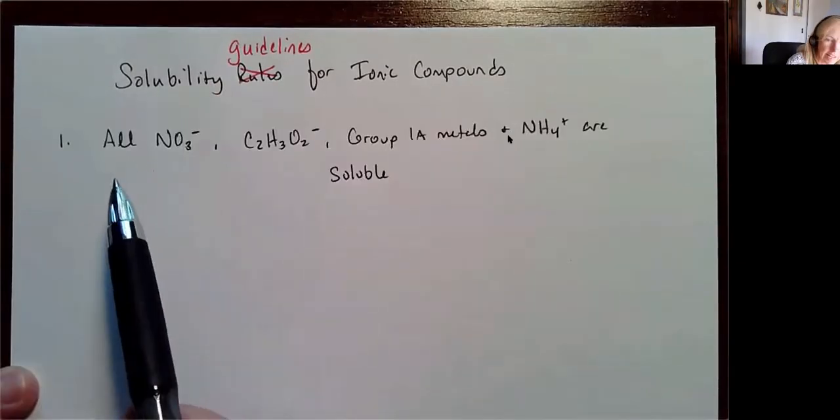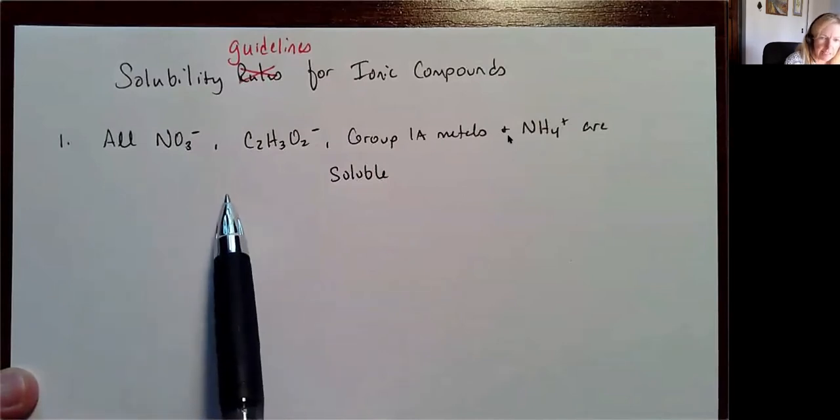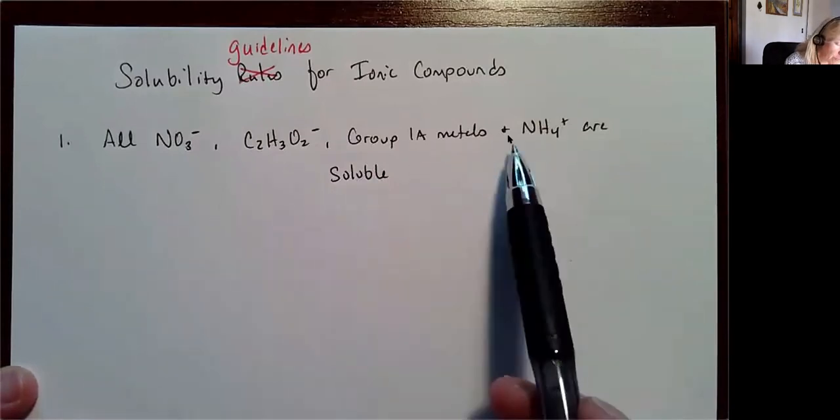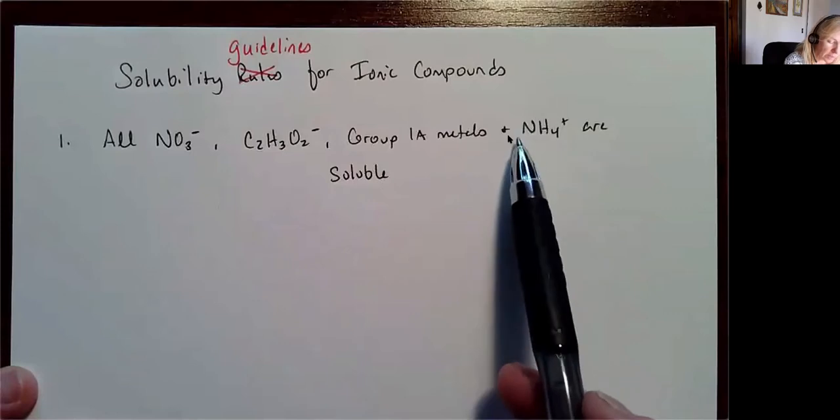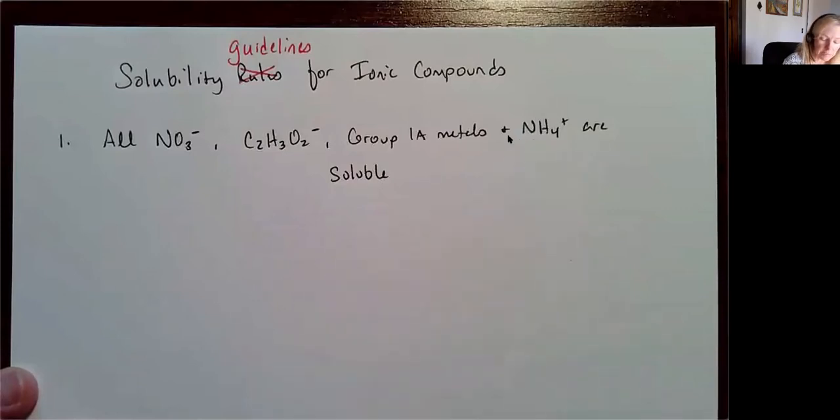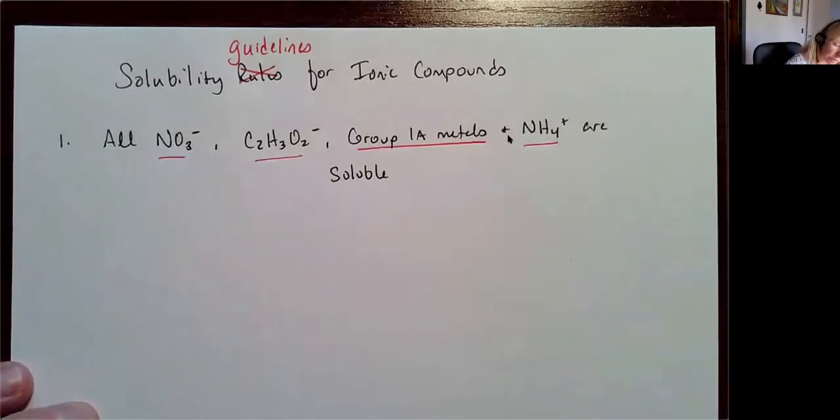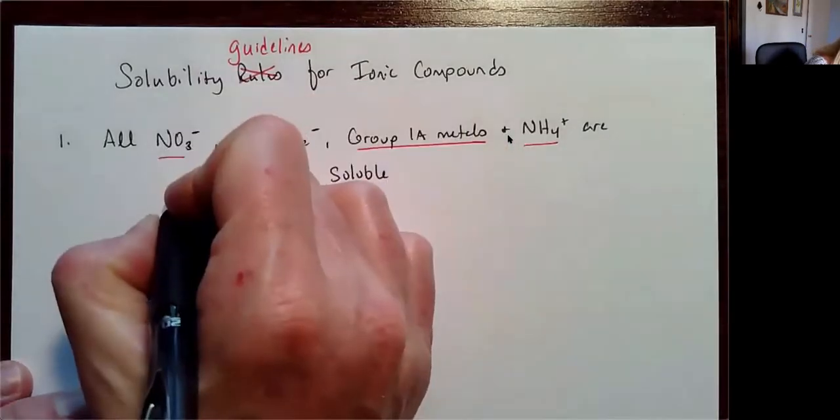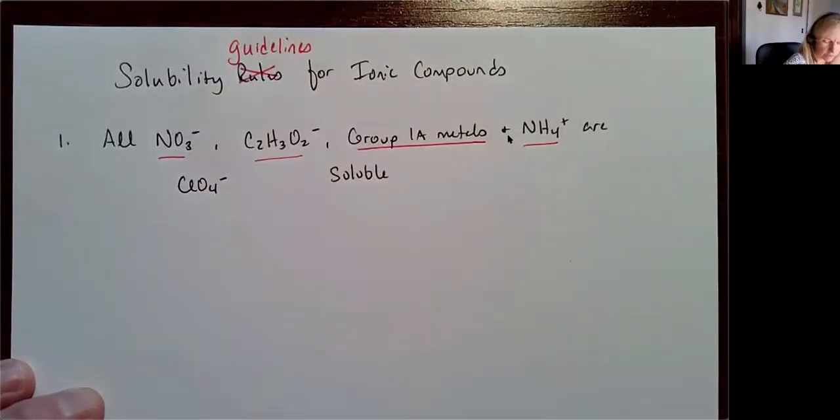Our first guideline is that all nitrates, acetates, group 1A metals, and ammonium, that's one of your positive polyatomic ions, are all going to be soluble. So it doesn't matter what the other ion is with it. And I'm going to add one more to that, and I'm going to say perchlorates. Perchlorates are also going to be soluble. So that's our first guideline.